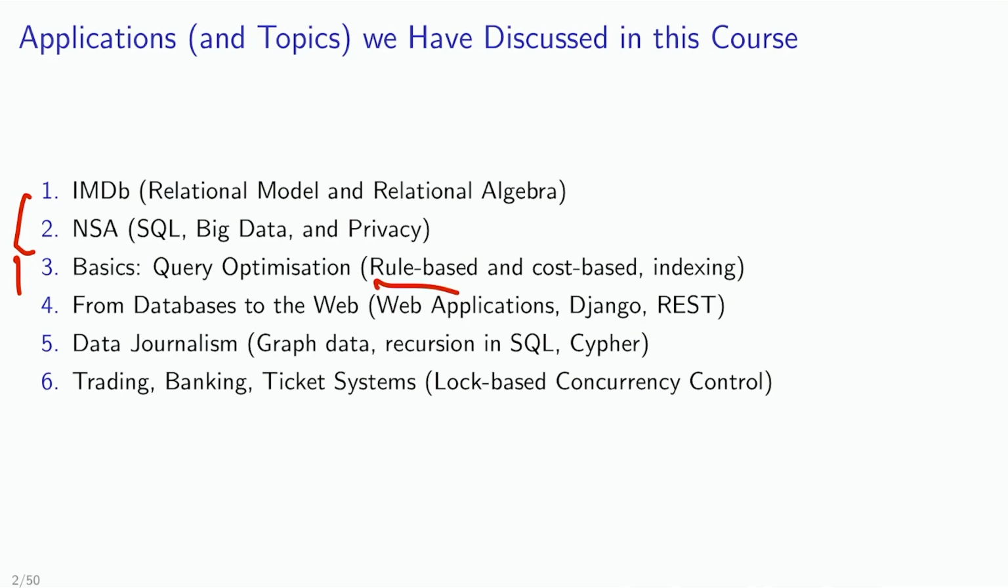Yeah, databases to the web, I mentioned. Then data journalism, so graph data, recursion in SQL, which is not so easy to read, right? It's with recursive stuff, not sure. So it calls for what's called a domain-specific language. Cypher is an example for that. So it's much easier to express queries on graphical data using Cypher. And then I also showed how to do that.